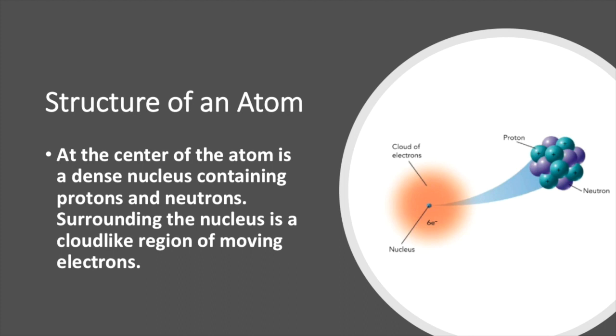I'm sure you learned about this back in the fall, but let's think about the structure of an atom. At the center of an atom is a dense nucleus containing protons and neutrons. In this diagram, this is the nucleus, and it's blown up here so that you can see the protons and the neutrons that make up that central area of an atom. Surrounding that nucleus is a cloud-like region of moving electrons.